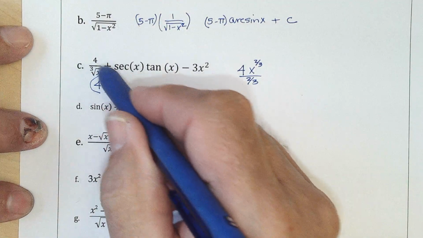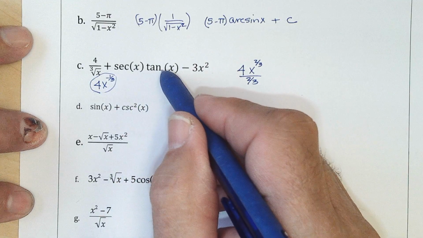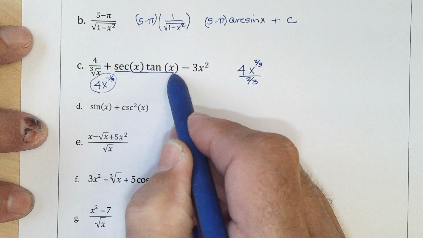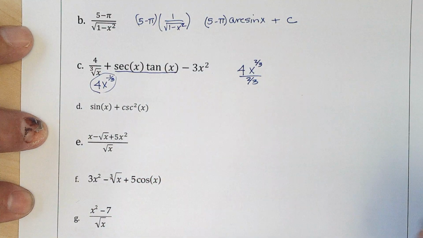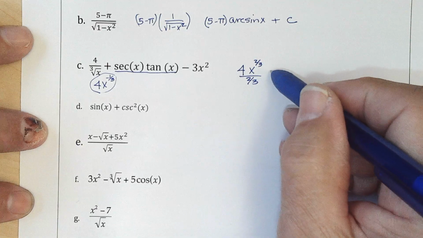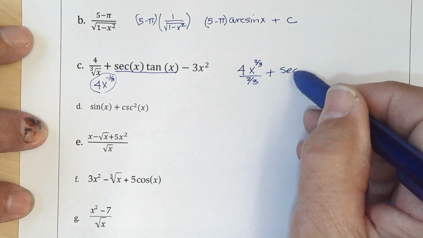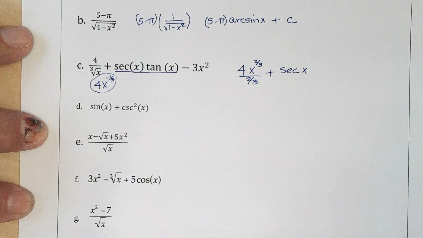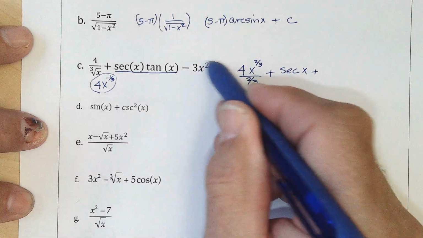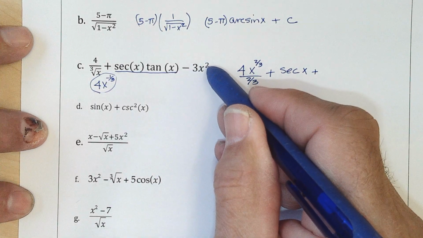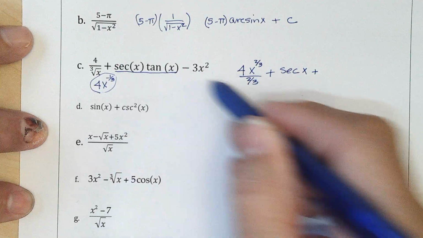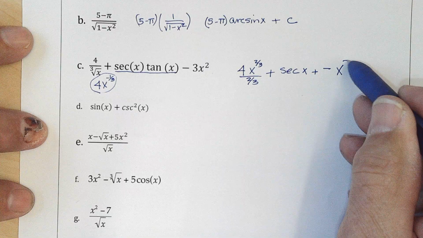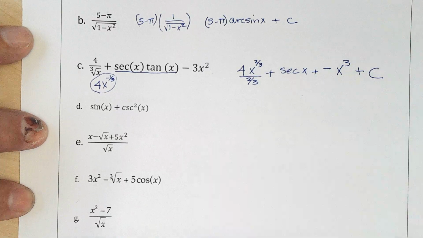That would be this part, plus secant times tangent, a product normally you can't do, but that happens to be what the derivative of secant is. In your notes, it says that that is secant x. Take the derivative of that, you get this. And this term is a power rule, so we raise the 2 to a 3 and divide by 3, so the 3's are going to cancel. So it's going to be minus x to the 3rd plus c.